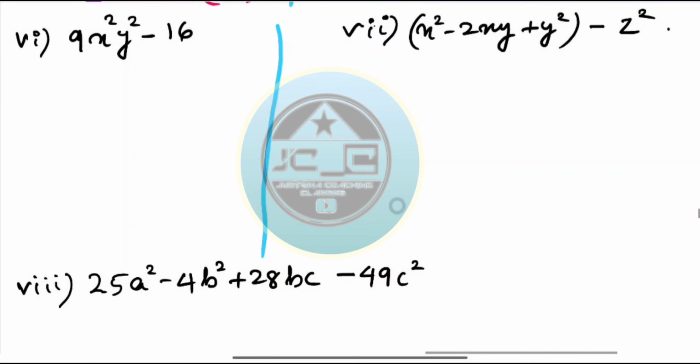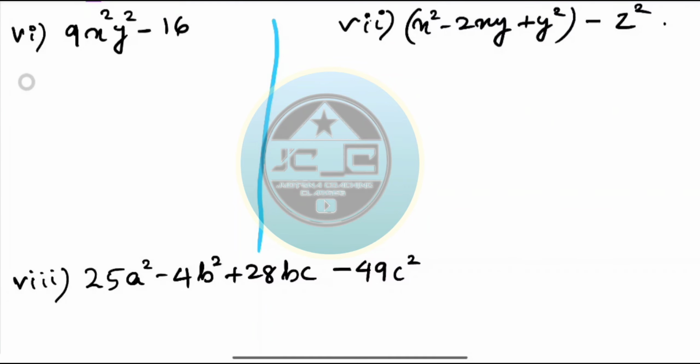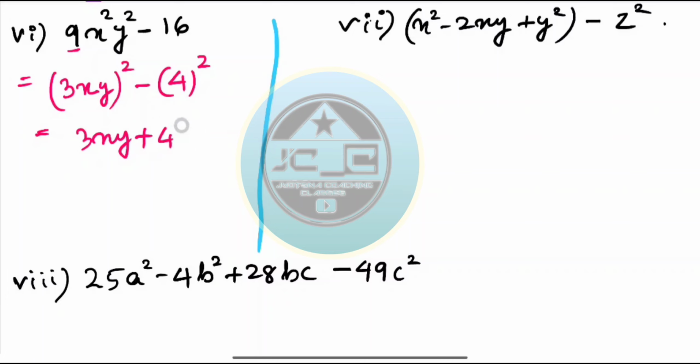Solving the 6th bit, which is like this: 9x square y square minus 16. As we know, 9 is the square of what? 3. X square is the square of x, y square is the square of y. Very simple. (3xy) square minus 4 square. It is like this: a square minus b square. So a square minus b square means (a plus b) whole into (a minus b). This is the final answer. I hope you got it. Because the video will be much lengthier if I do one by one.